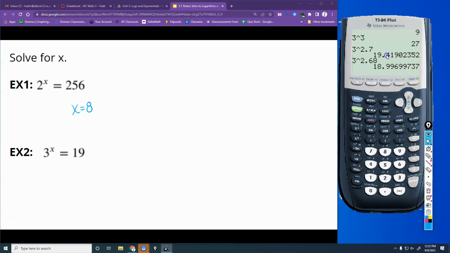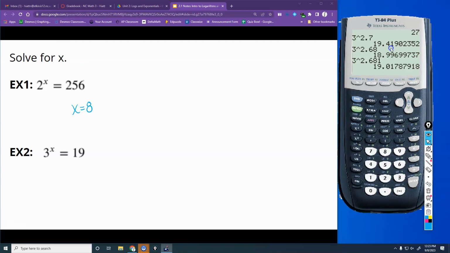Well, that's pretty close. That's closer, right? We need a little more than that. What if we try like 3 to the 2? That's close, but I think David's 2.68 is a little closer. But what if we put like a 2.681? That's a little closer, right? We could keep doing this for a long time.